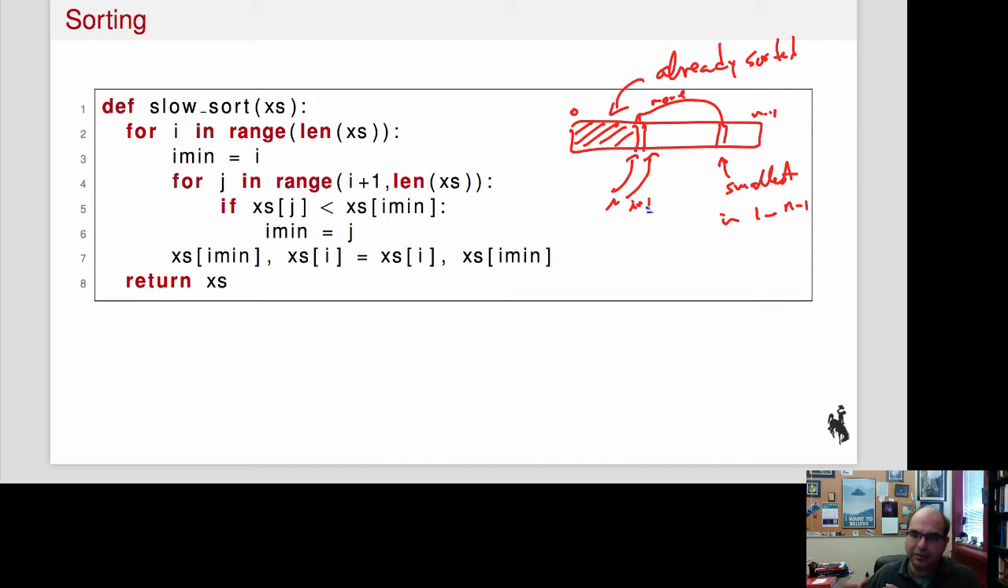So we're always finding the smallest element in the part of the list that I haven't seen yet, and moving that to the front. Okay, that's how this algorithm actually works. All right. So what can we actually prove? Well, I'm not going to prove that it works, but I'm going to tell you how many steps it takes.